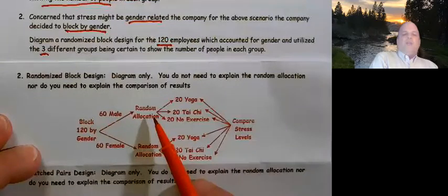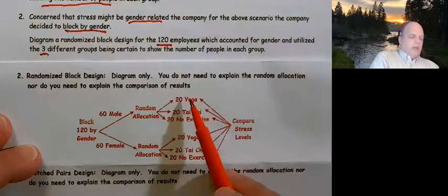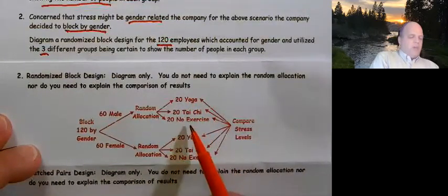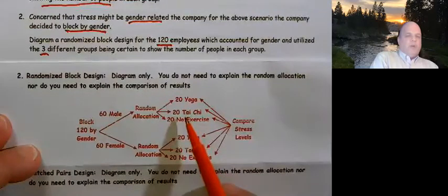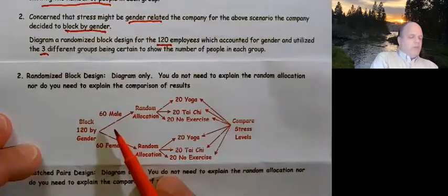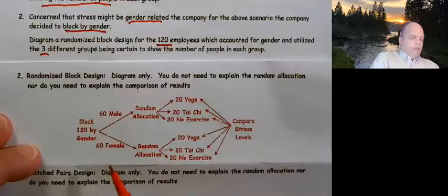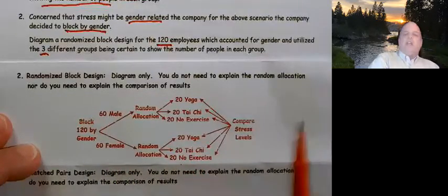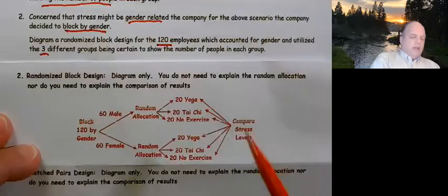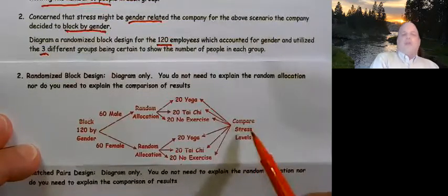Then you're going to randomly assign to yoga, Tai Chi, and no exercise. So 20 will go to yoga, 20 will go to Tai Chi, and 20 will have no exercise. So we started off with 60 male, and we split into 20, 20, and 20. And then on the females, we had 60 females, and we split it by 20, 20, and 20. Once again, the order doesn't matter. And at the very end, we're going to compare the stress levels.